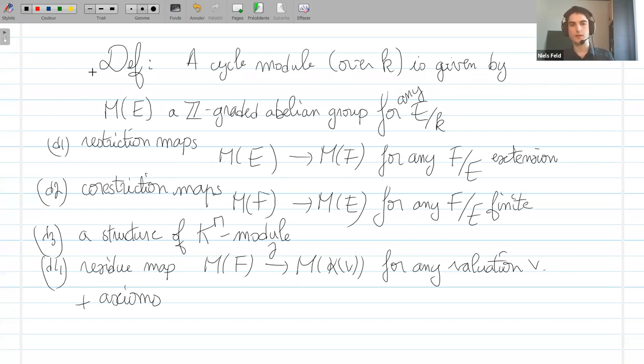So historically, this is the definition of Rost in the 90s. It was used by Rost because he wanted to define a motive that we call the Rost motive of a Pfister form. And this was used in the proof of the Milnor conjecture by Voevodsky a bit later. So this is a nice axiomatization.